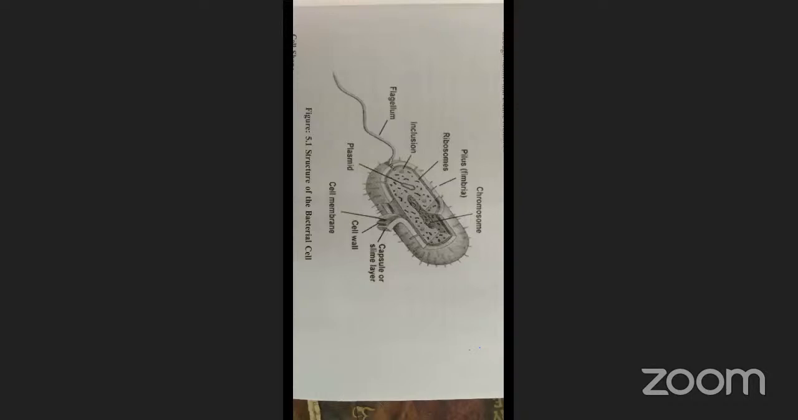Okay. The next one is the reproduction process. In the reproduction process, bacteria reproduce mainly by binary fission and endospores, asexual reproduction, and sexual reproduction. So in binary fission, most bacteria rely on binary fission for propagation.